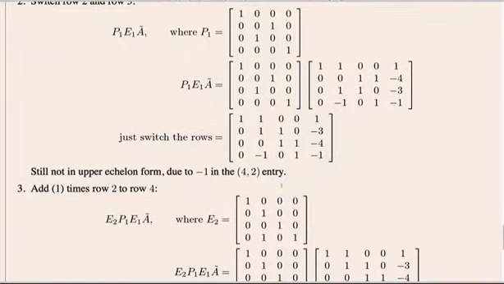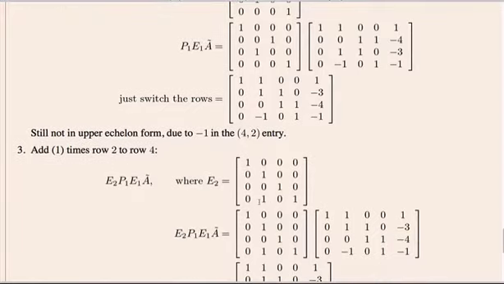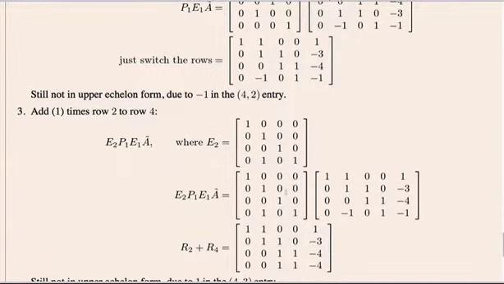So adding the second row to the fourth row means that the second entry in the fourth row must be changed to 1 in the identity matrix. And that will be the new E2 matrix that multiplies from the left this previous P1, E1, A tilde matrix. So this will add 1 times row 2 to row 4. This is how writing out the multiplication goes, that E2 is multiplying this previous matrix, P1, E1, A tilde.